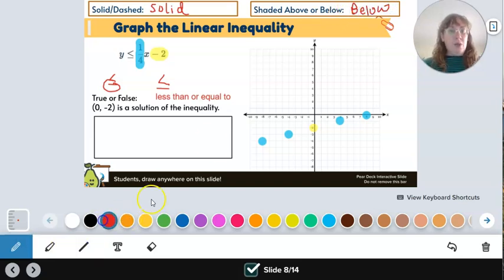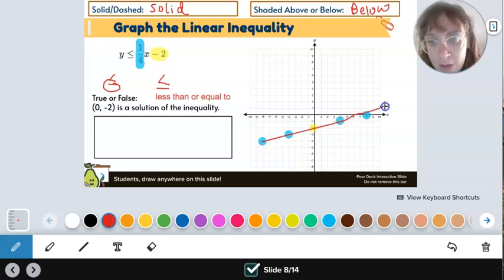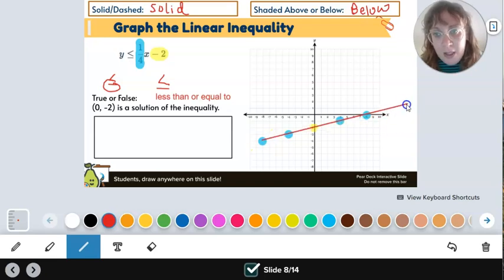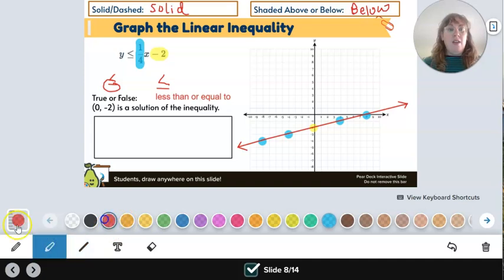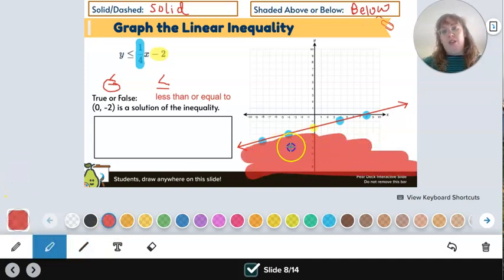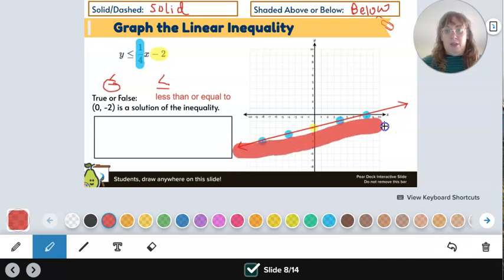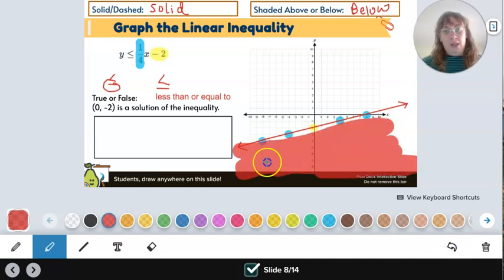So we use our line tool, connect those dots using our line tool. It is a solid line like you see here. And then below we will shade. So these are all of our solutions that are on the line or under the line. I'm just going to fix that really quick.